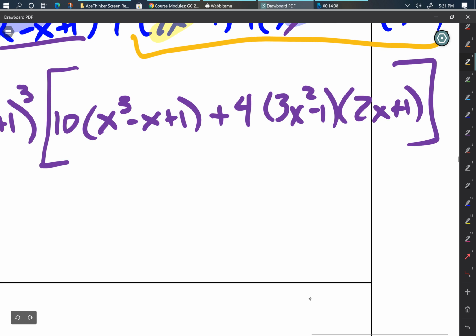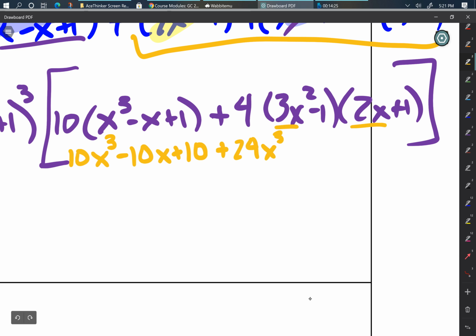Let's see. I'm seeing 10x cubed minus 10x plus 10, plus, let's see, first times first is going to give me 6x cubed times 4, so plus 24x cubed. Outer is going to give me a 3x squared times 4, so plus 12x squared. Inner is going to give me a negative 2x times 4, so a negative 8x. And last is going to be a negative 1 times 4, which is a negative 4.